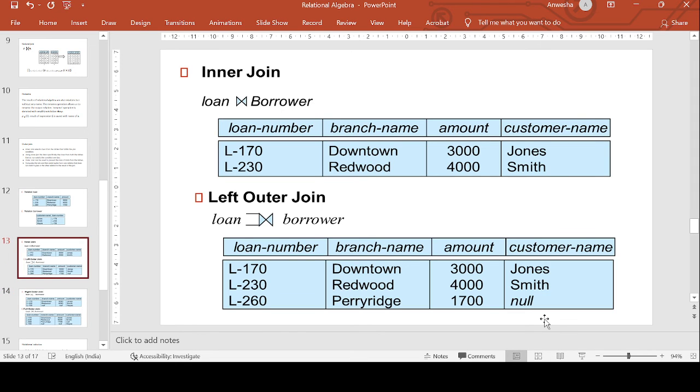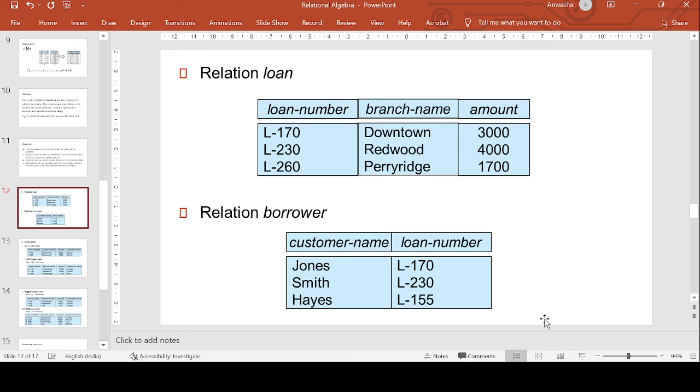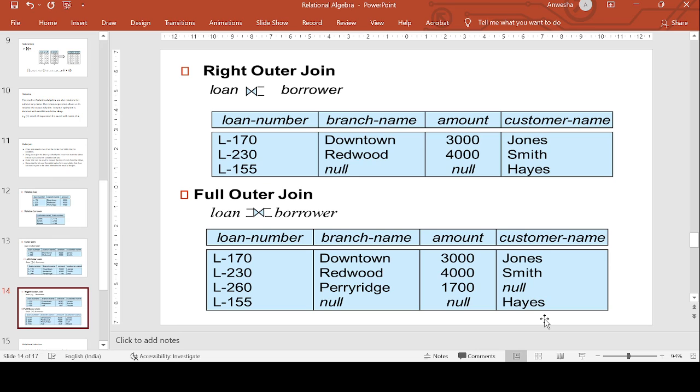In the case of right outer join, all the tuples from the second relation will be considered. Here you can see 170, 230 and 155. So L170, Downtown, 3000, Jones. L230, Redwood, 4000, Smith. For L155 there is no branch name and no amount, so null will be there, and the customer name is there.